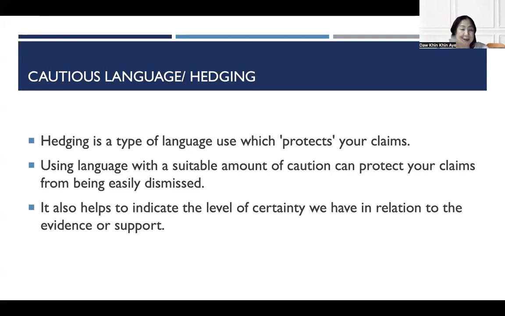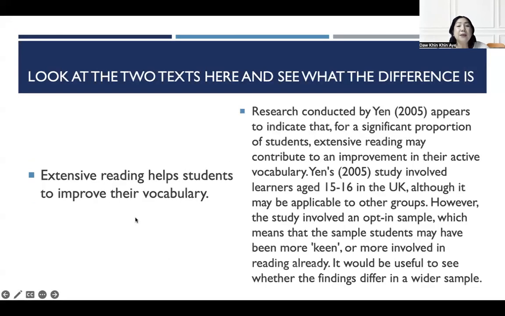Let's look at some examples. There are some works fully devoted to hedging. That's why you may want to have a look at them, okay? Now look at these two texts and see what the difference is. The first one is: extensive reading helps students to improve their vocabulary. There is no evidence, okay? Now, in this case: research conducted by Yan appears to indicate that. Now, if you look at it here, appears to indicate. If you say indicate that, it's a fact, but appears to indicate that is a kind of hedging.